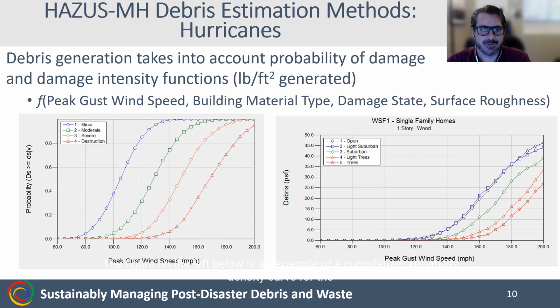The figure on the left below is an example of a cumulative probability density curve for the same building type occupancy class shown on the right. Notice that for a given peak gust wind speed, as the damage state increases from minor to complete destruction, the probability of the damage occurring decreases. This result is based on empirical evidence from many field observations that completely destroyed buildings are a less representative damage state on a statistical basis of the overall population of affected buildings in a disaster-affected region.